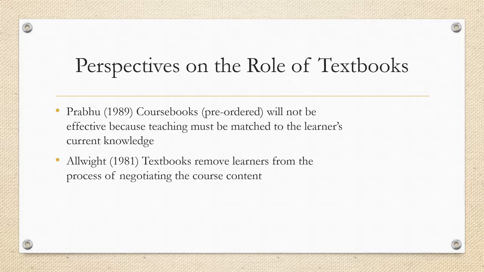Allwright, also in the 1980s, was already pointing out that textbooks remove learners from the process of negotiating the course content. And so, for example, teachers could, on the first day, as part of assessing needs for students, also ask students what they'd like to learn about, how they like to learn, things that you've probably done somewhat in your needs analysis for your course. So when you have a textbook that you choose, or even if it's forced upon you, the learners don't have a lot of say in what's in that textbook. So that's some reasons to be concerned.